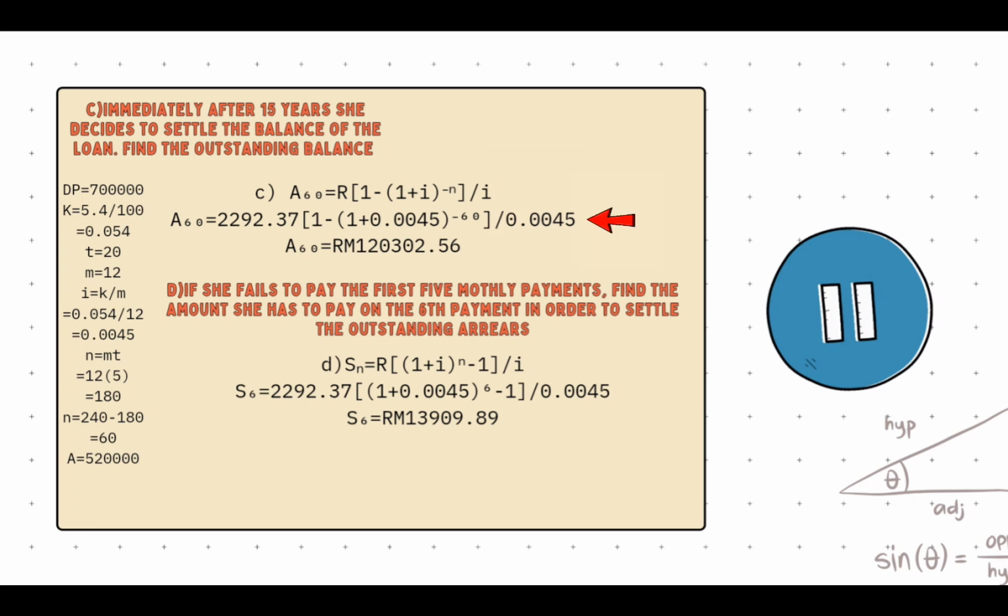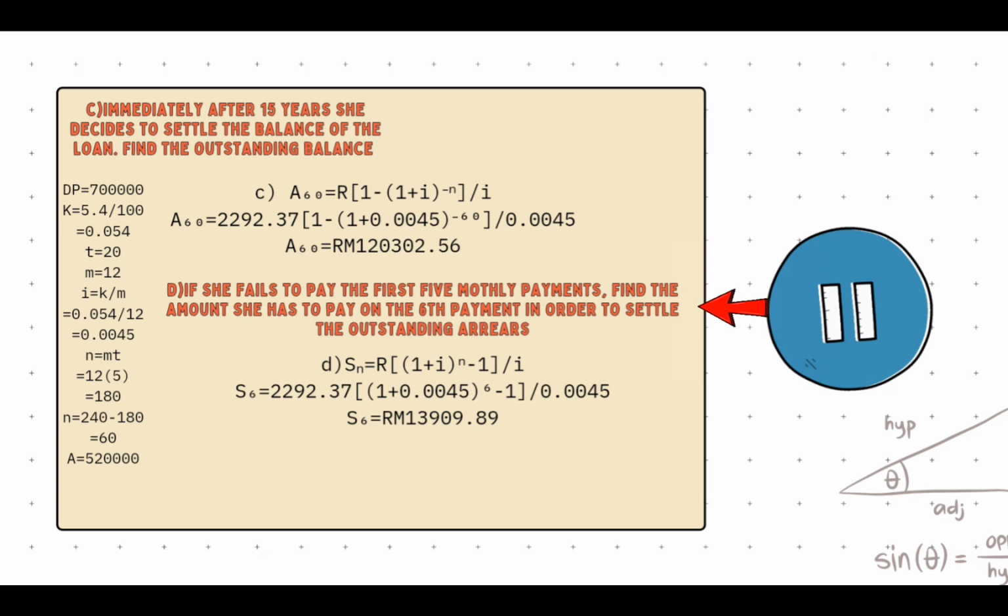So we need to substitute the values, which is 2,292.42, open bracket, 1 minus open bracket again, 1 plus 0.0045, close the bracket, to the power of negative 60, close the bracket, divide by 0.0045. So the answer will be A equal to RM129,395.18.